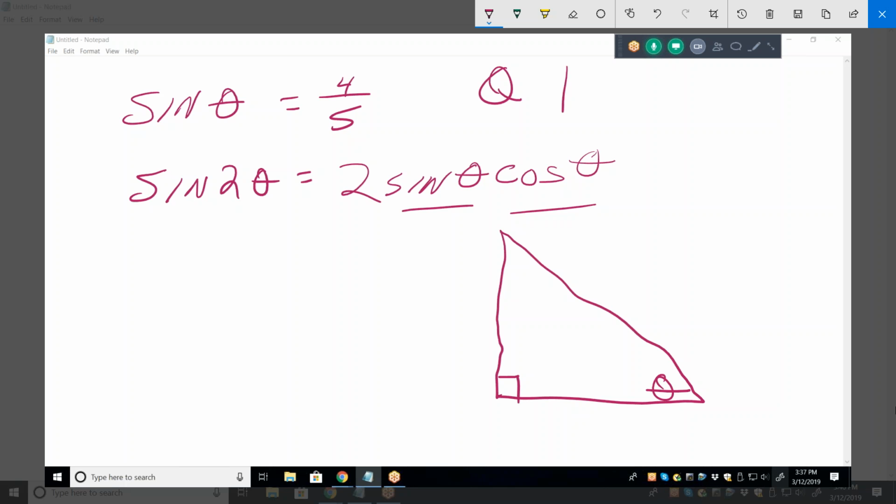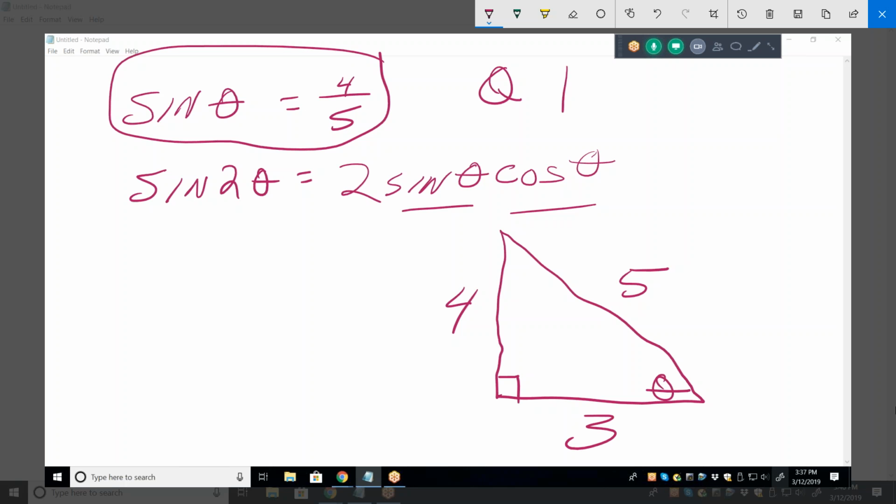Okay, hold on. Let's take it one step at a time. The only thing we know at this point is this. So let's start with that. So what's the opposite side? What's the hypotenuse? Okay, now that allows us to figure out the adjacent side. And you've correctly surmised that it's 3. So we know the cosine of theta is equal to what?